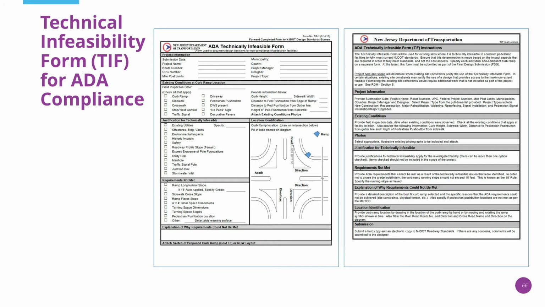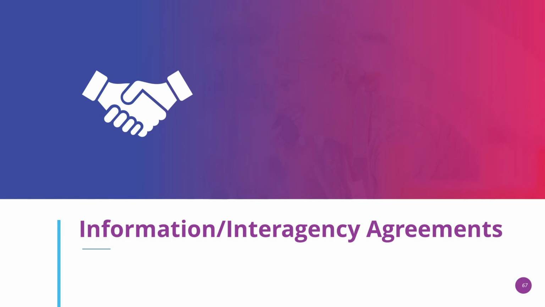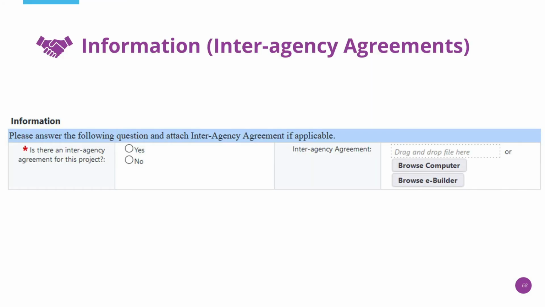This is a copy of the ADA Technical Infeasibility form. Download the form, fill it out, and upload the completed form. Some projects involve multiple jurisdictions, such as 2 neighboring communities or a town and a county. The next question asks about interagency agreements. If you have one, click Yes and upload it on the right. If you don't have one, select No and continue.